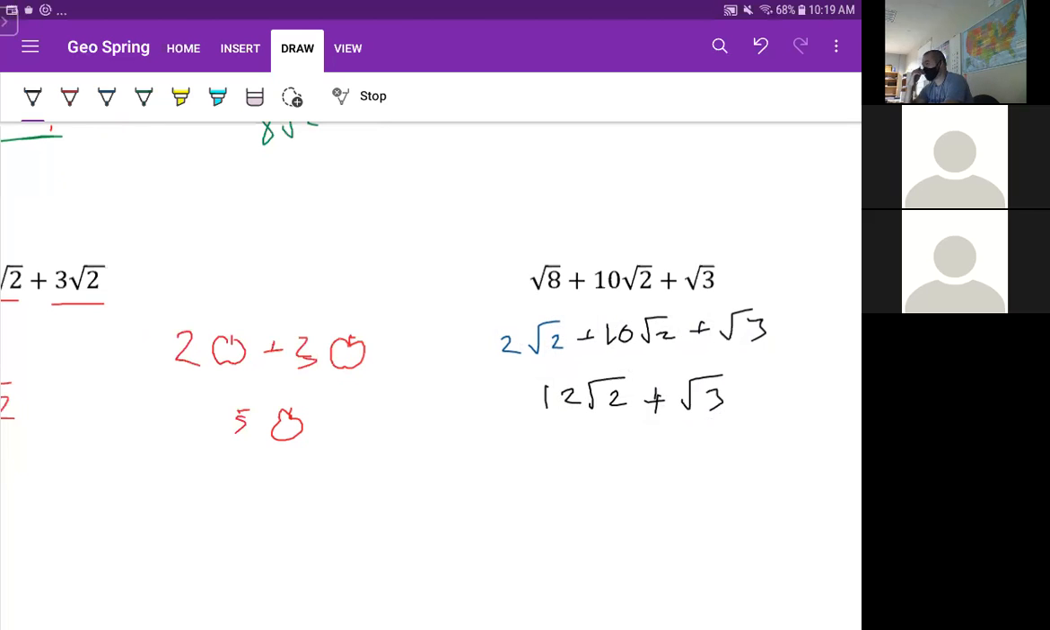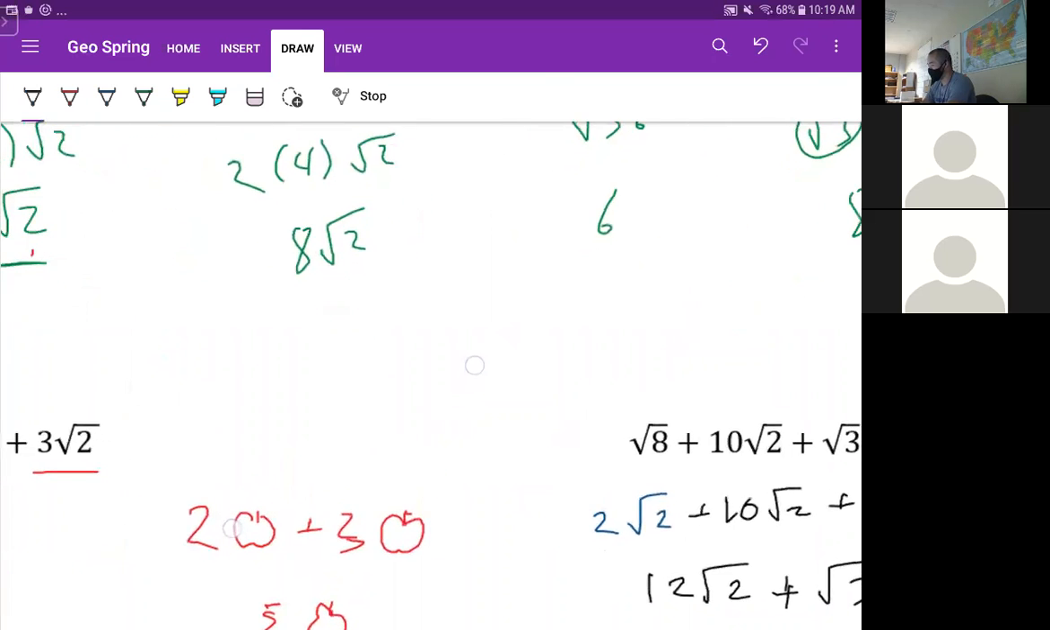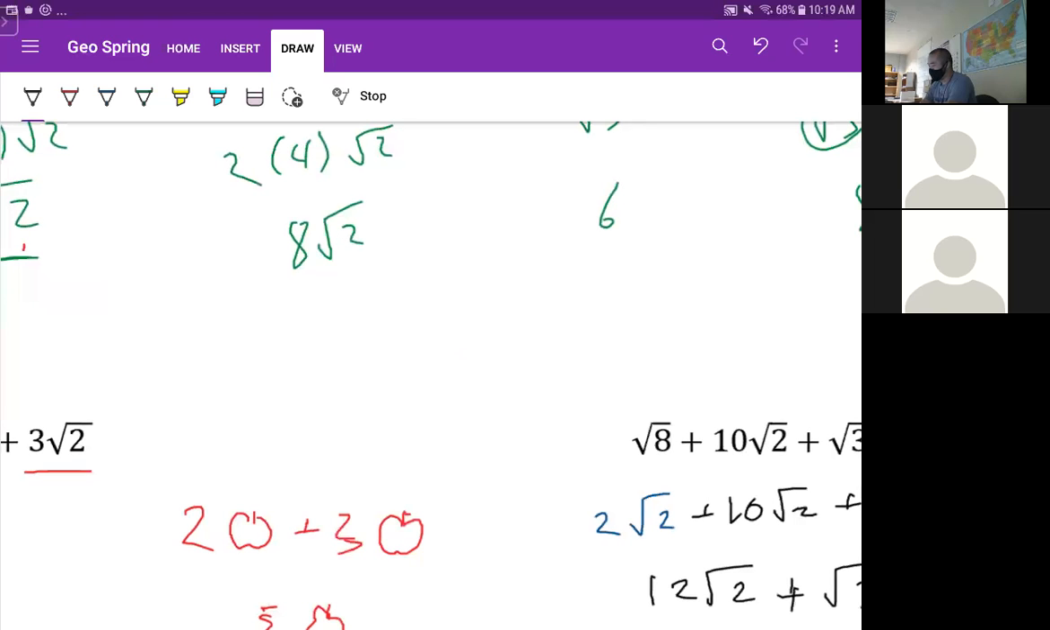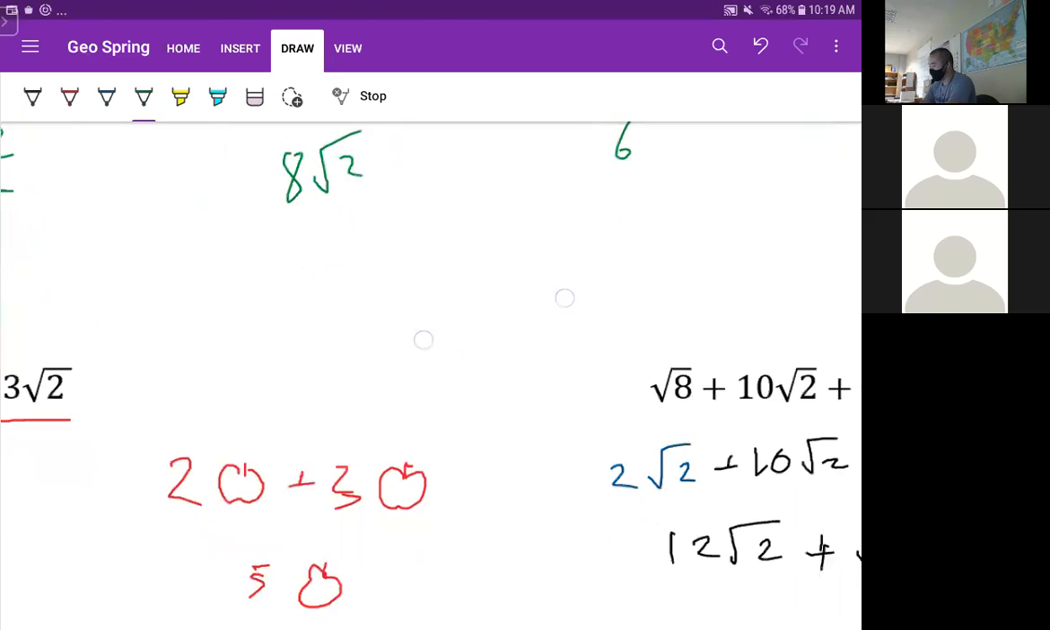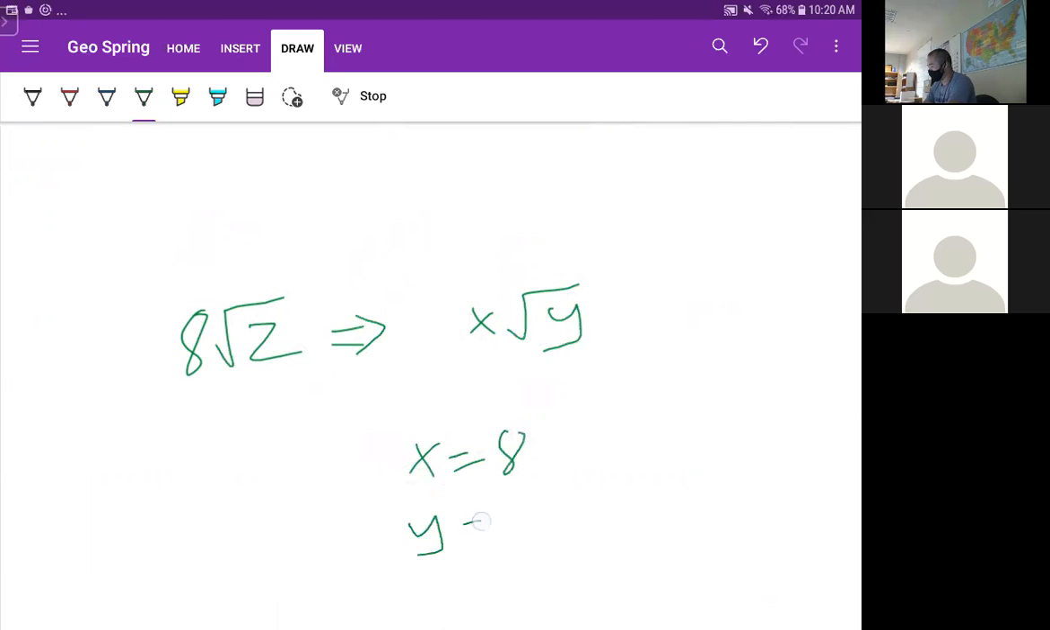When you write this, that's the other thing that's going to be on your Canvas today. So something like 8 square roots of 2, when you put this into Canvas, it's going to say x square root of y. So that just means x equals 8 and y equals 2.